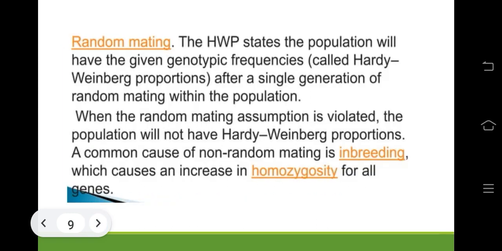Random mating. The Hardy-Weinberg principle states the population will have the given genotypic frequencies, called Hardy-Weinberg proportions, after a single generation of random mating within the population. When the random mating assumption is violated, the population will not have Hardy-Weinberg proportions. A common cause of non-random mating is inbreeding, which causes an increase in homozygosity for all genes.